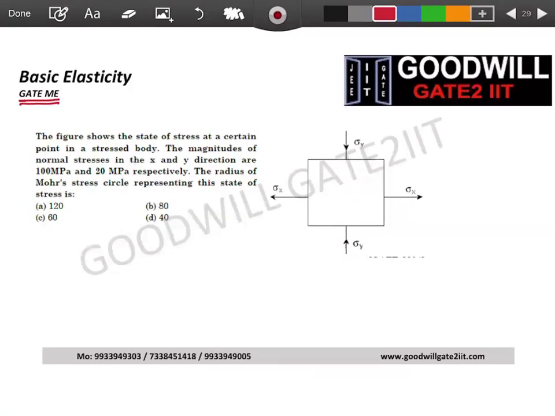Let's solve this. The figure shows the state of stress at a certain point in a stressed body. You know what is state of stress, right? State of stress means you simply draw a stress system, a block. And if you see, they have given you sigma x. You see, this is tensile, right? Tensile is positive. They have given you sigma y. This is compressive, so it should be negative. The magnitudes of normal stresses in x and y direction are 100 MPa and 20 MPa respectively.